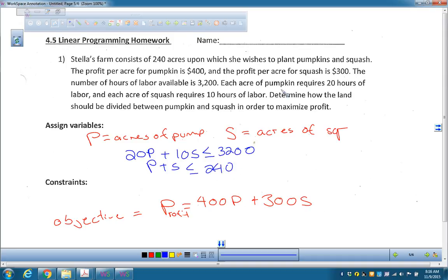Do I have another one in there? 240 acres. I think that's it. You should also do P is greater than or equal to 0, and S is greater than or equal to 0. And then you should have enough to go by and do that one, right? The one on the back side is a little bit more tricky. See if you could figure that out.